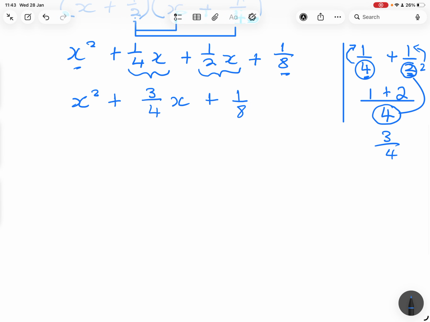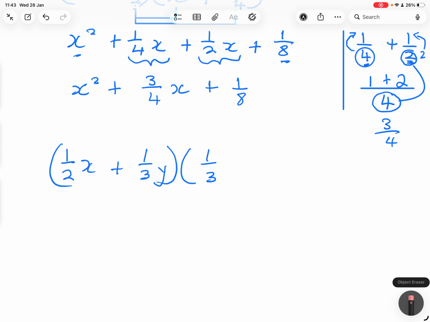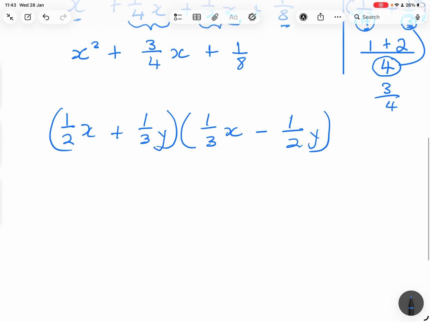All right, so let's take another one just for control, right? So if I've got 1 over 2 x plus 1 over 3 y, and I multiply this by 1 over 3x minus 1 over 2y. Right, so let's quickly have a look at it.